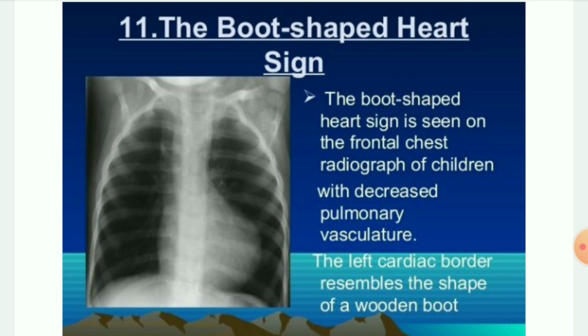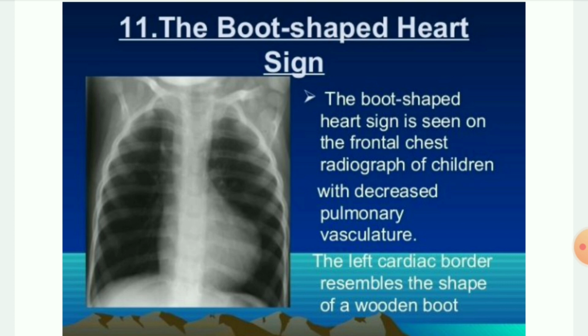The boot-shaped heart sign is seen on the frontal chest radiograph of children with decreased pulmonary vasculature. The left cardiac border resembles the shape of a wooden boot. The boot-shaped heart is often seen in patients with TOF, tetralogy of Fallot, which is the most common cause, 75%, of cyanotic heart disease. The toe of the boot is formed by the upward pointing cardiac apex, which makes an acute angle with the diaphragm. The upturned cardiac apex is attributed to right ventricular hypertrophy.